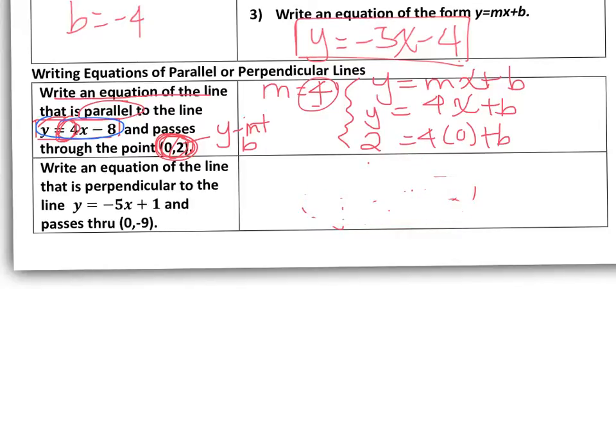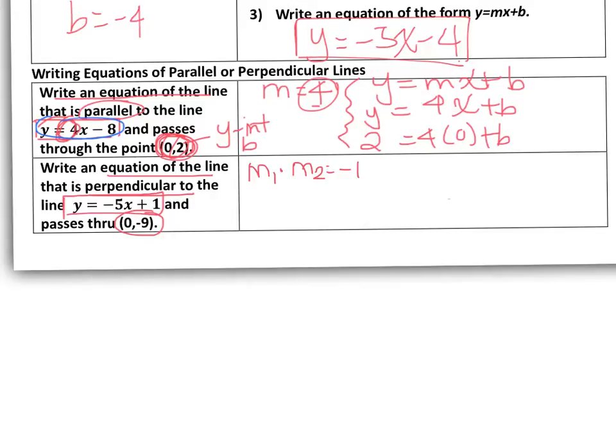Okay, now I'm going to do the second problem. Write an equation of the line that is perpendicular to the line y equals negative 5x plus 1 and passes through the point 0, negative 9. Recall from 8.5 that in order for two lines to be perpendicular to each other, the product of their slopes equals negative 1, or their slopes are negative reciprocals of each other.